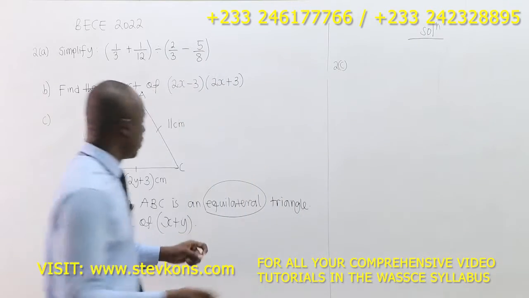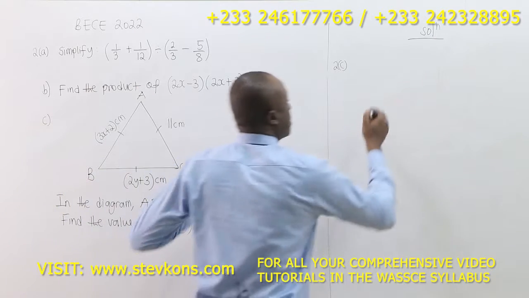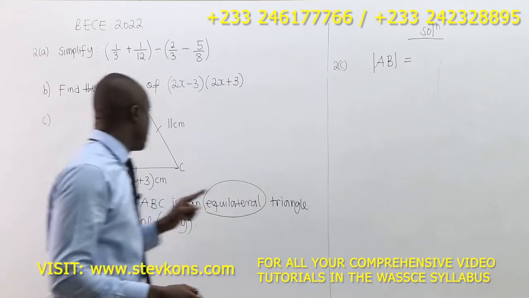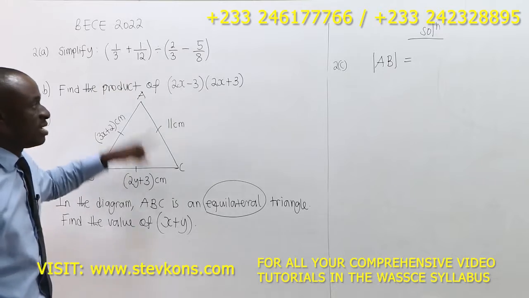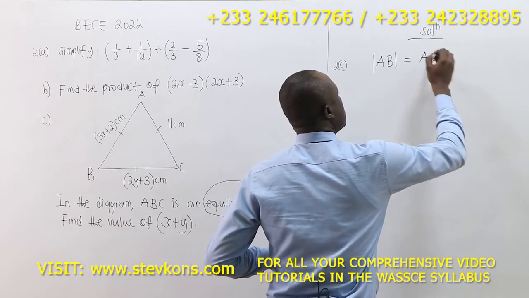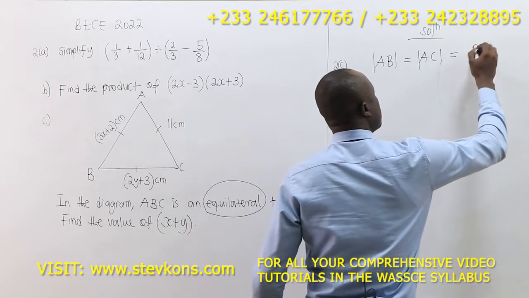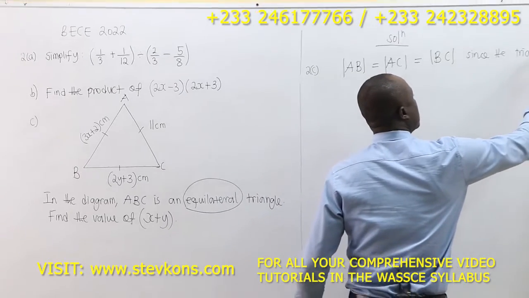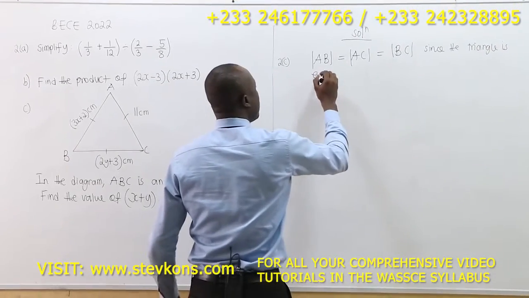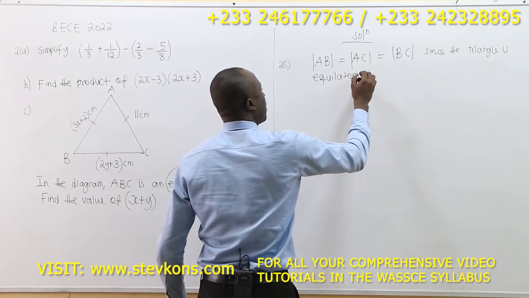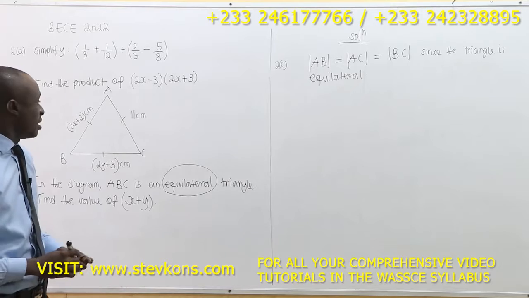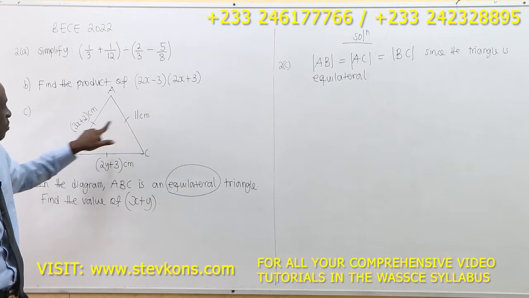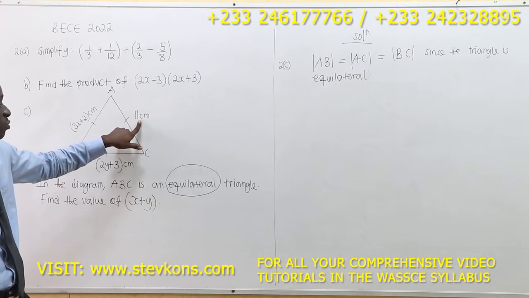Okay, so we can find our value of x and then find our value of y. Now, all the sides are equal. Because it is equilateral, we can say that the side AB is the same as AC, and this is the same as BC, since the triangle is equilateral and the sides are equal. Clearly, we can find x and y. You can see that this is equal to that, because this is only one variable, and this one has no variables, we will be able to find x.